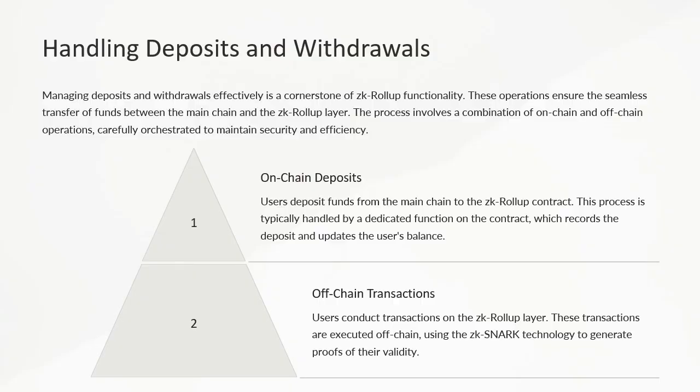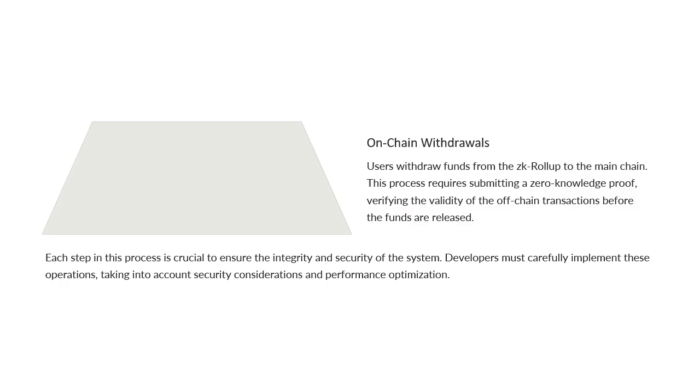Now, managing deposits and withdrawals is crucial in ZK rollups. Users deposit funds on-chain, transact off-chain, and withdraw funds back on-chain using zero-knowledge proofs to verify transaction validity. As I told you, first they deposit on-chain, then transact off-chain, and then again on-chain. So this is the third step, on-chain.